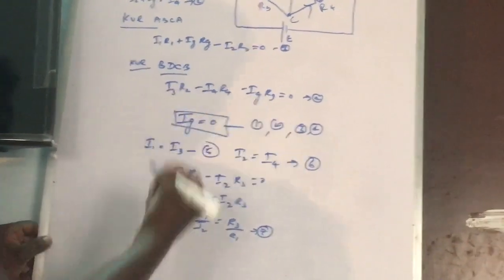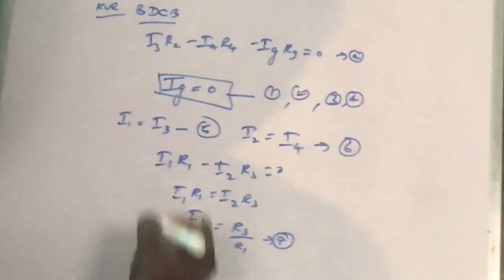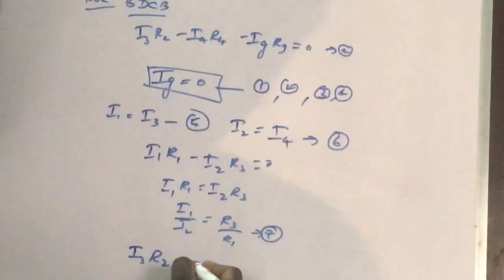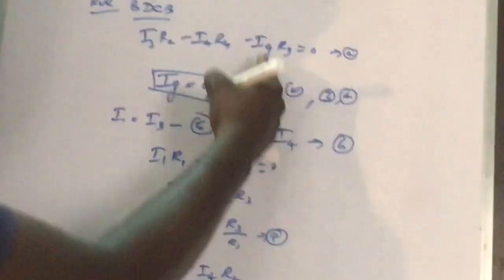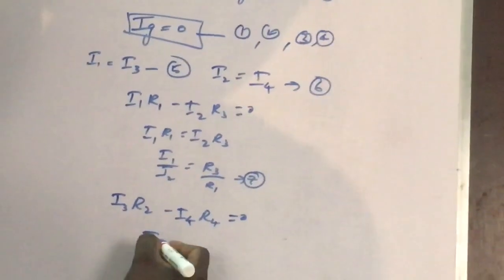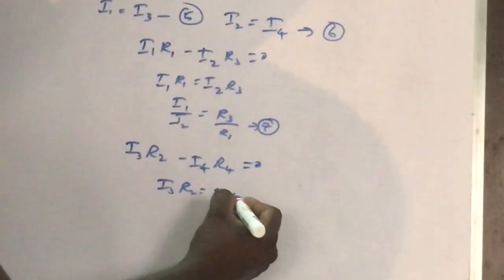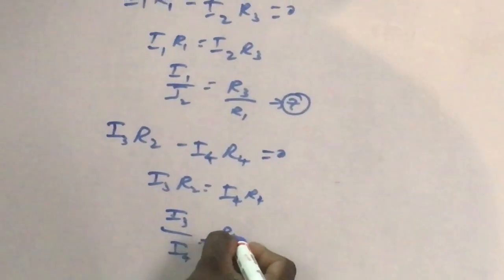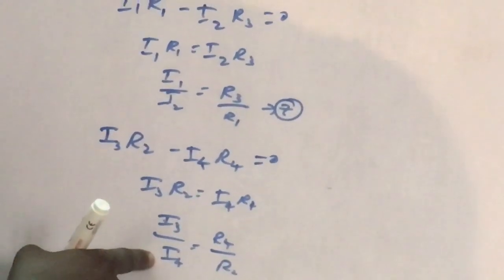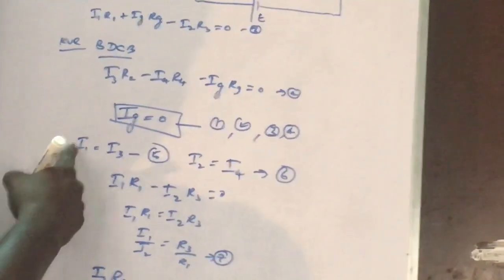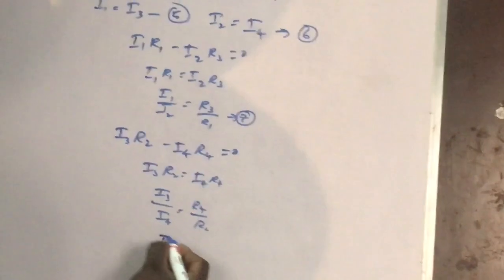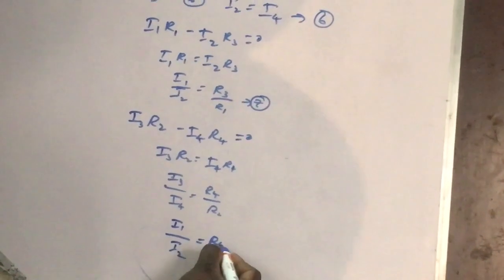Similarly, I am going to substitute here as well. Here I put Ig equal to 0. So I3 R2 minus I4 R4 becomes 0. It becomes I3 R2 is equal to I4 R4, which means I3 by I4 is equal to R4 by R2. We know the values of I3 and I4: I3 is equal to I1, I4 is equal to I2. So instead of I3 I can put I1, and instead of I4 I can put I2. So I1 by I2 is equal to R4 by R2. That is my equation number 8.